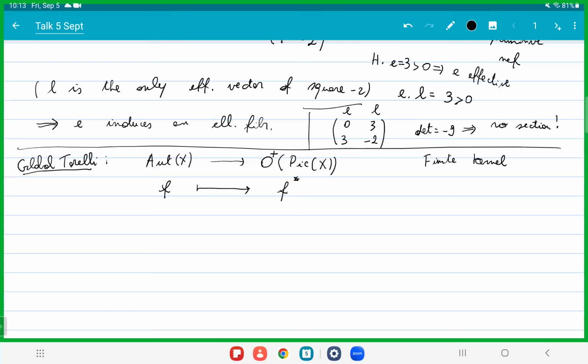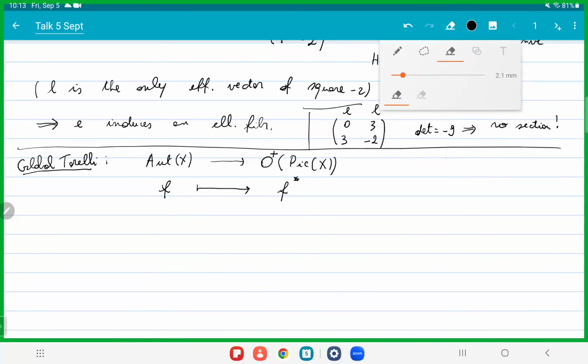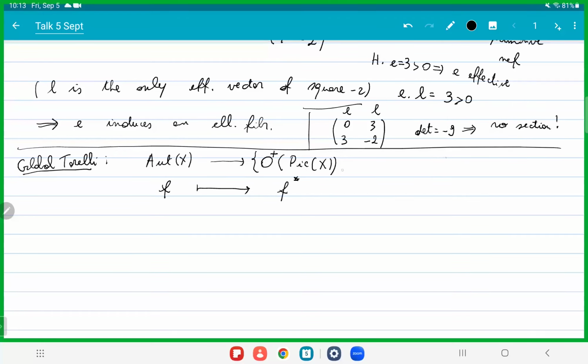It turns out that this map is almost injective, so it has a finite kernel. But it has huge co-kernel. The reason is that there are too many isometries of the Picard lattice. If we have an automorphism, the induced isometry must preserve the Neff cone. So if we do something a tiny bit smarter, and we consider here isometries phi in O plus such that phi preserves the Neff cone inside, let's say, Pic of X tensor R. The Neff cone is simply the set of all Neff elements inside Pic. Then it turns out that this map has finite kernel and co-kernel.